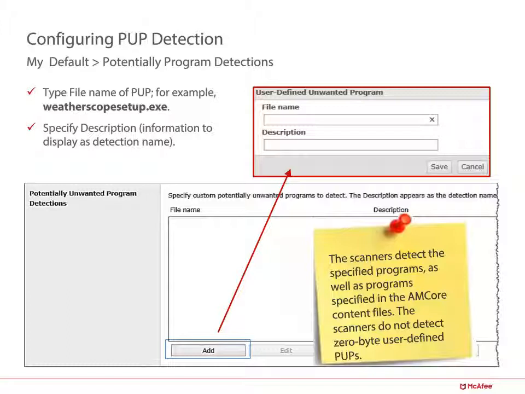Just understand these scanners will detect different types of programs as well as any of the programs that are specified in our AM core content files. They do not detect any 0-byte user-defined potentially unwanted programs.